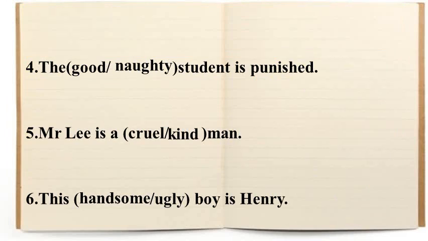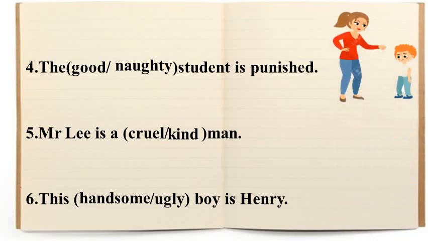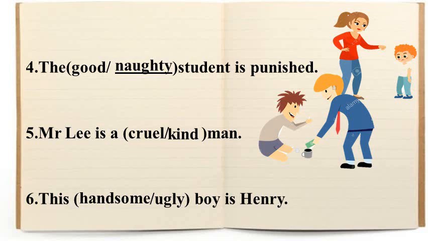Number 4. The good, naughty student is punished. Of course, the naughty student will be punished. So underline naughty. Naughty means sharati. Number 5. Mr. Lee is a cruel, kind man. Mr. Lee is a kind man. Kind means mehban and cruel means zalim. So underline kind.